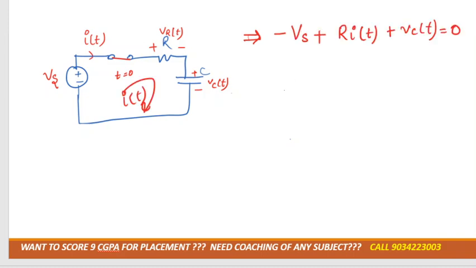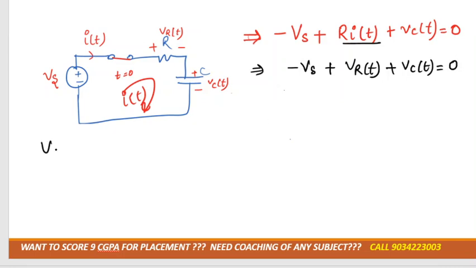So by KVL we'll get this equation. R into I of t, can we write down as VR of t? So that would be minus Vs plus VR of t plus Vc of t is equal to 0. Yes or no?